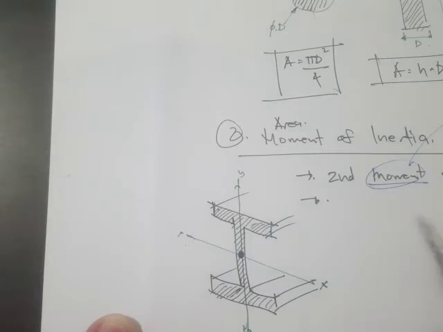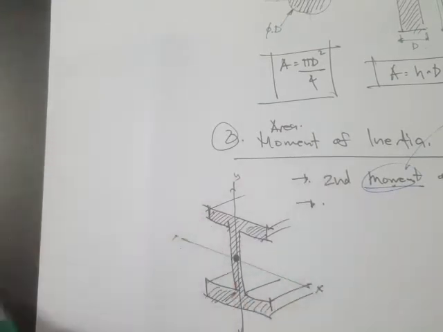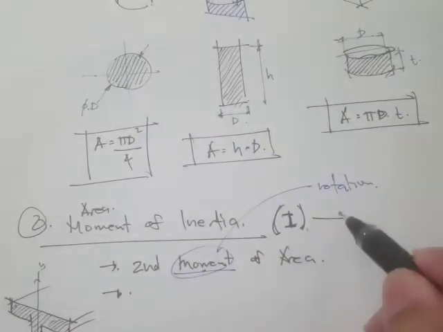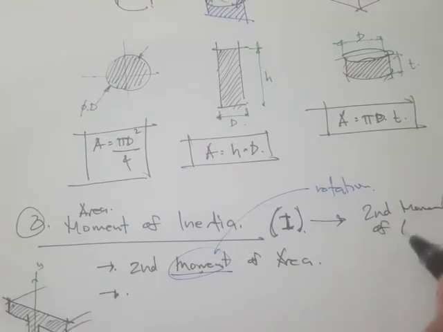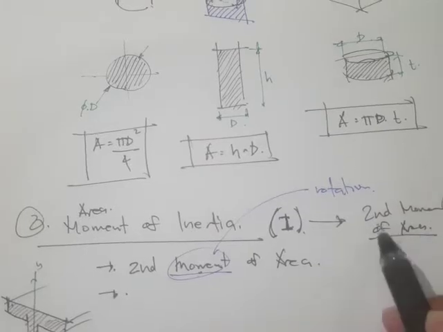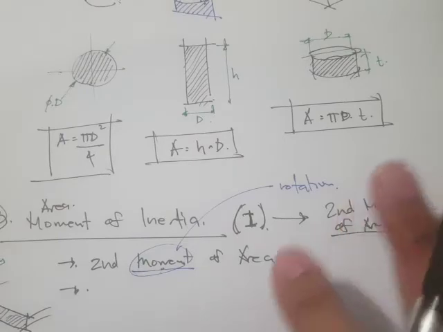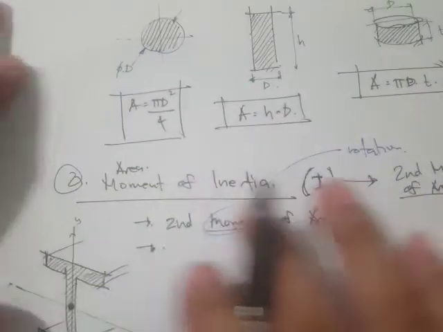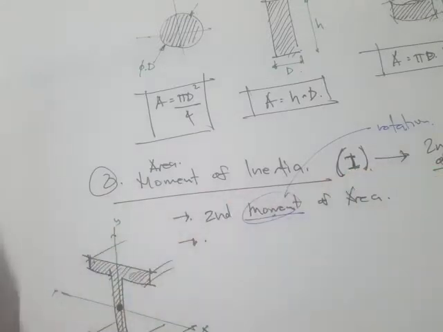However, the moment arm that I'll be considering is the square. Okay, so a more specific term for this is the second moment of area. That means that there's also another moment of area, which is the first moment of area, and that's not what we're talking about. So this moment of inertia is the second moment of area.